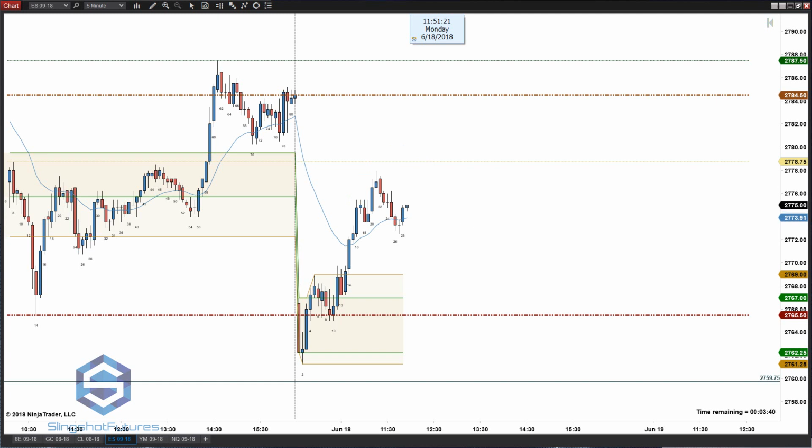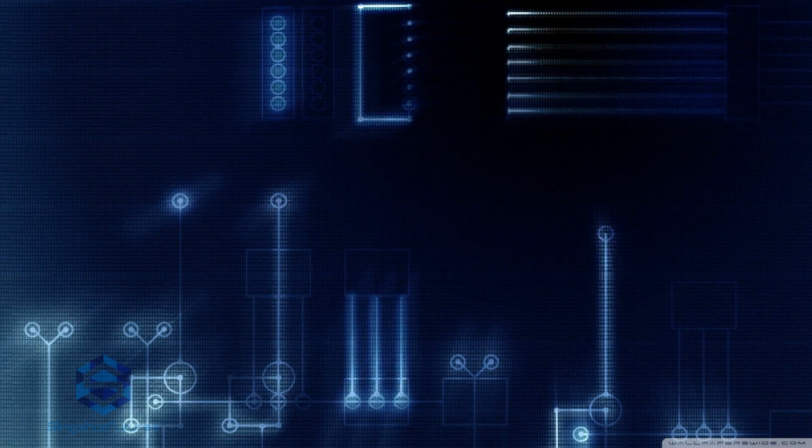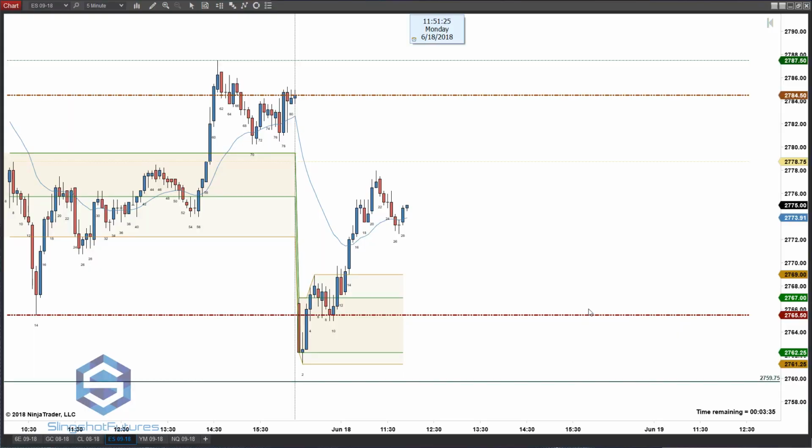Now again, if we go back to our blank chart here, do I still have it open? I might have closed it. All right. So let's load up the S&P on a blank chart, and we'll do it again, but this time around with a stochastic indicator.